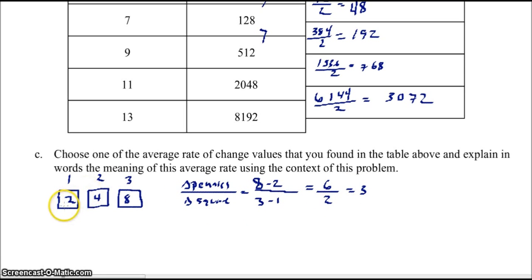So notice that when the input changed by 2, the output changed by 6. But what this average rate of change means, it's the constant rate that we could achieve the same change in output with the same change in input.